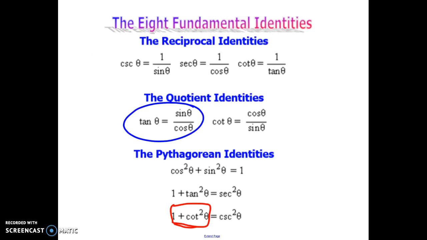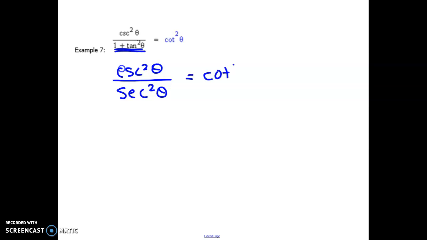Okay, so on top we've got cosecant squared, on the bottom we have 1 plus tan squared, and we're trying to get cotan squared. Start with, is there anything here that looks familiar? 1 plus tan squared. Okay, if I look to my sheet here, 1 plus tan squared is secant squared. So let's trade 1 plus tan squared. We'll trade that for secant squared. Good, so 1 plus tan squared is secant squared from our identity sheet. So now I've got cosecant squared over secant squared.